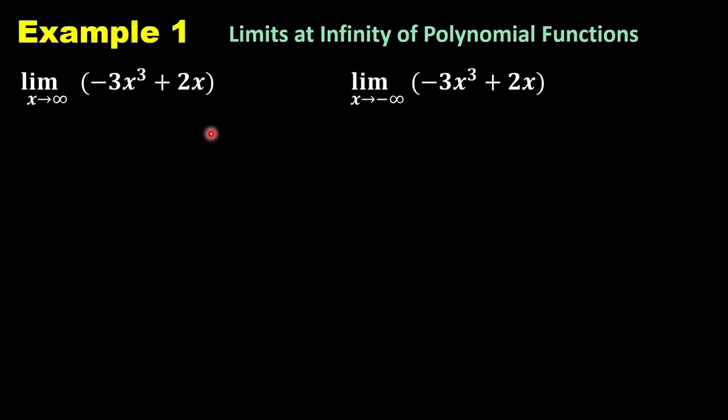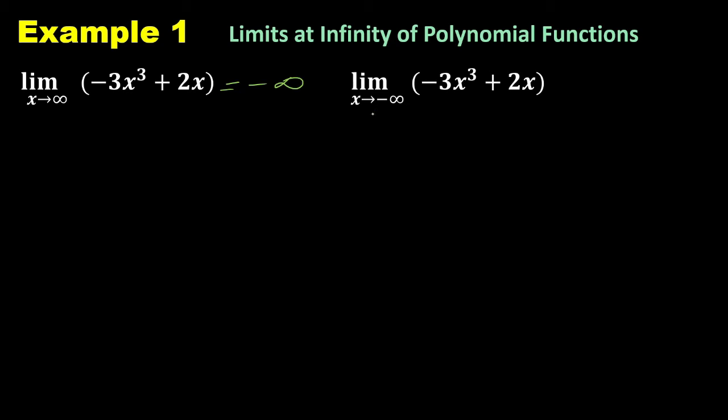So for example 1, let us try to get the limits at infinity of polynomial functions. So how do we identify the limits at infinity? Let us consider the term with the highest degree. In this case, negative 3 x cubed would be the term with the highest degree. If we try to substitute infinity to x, we are dealing with a very large number times a negative. So therefore, this would be negative infinity.